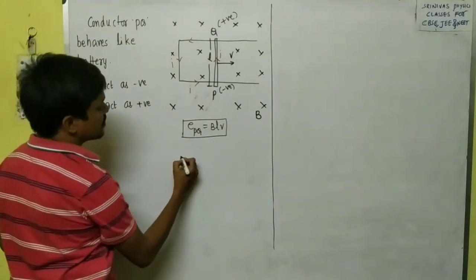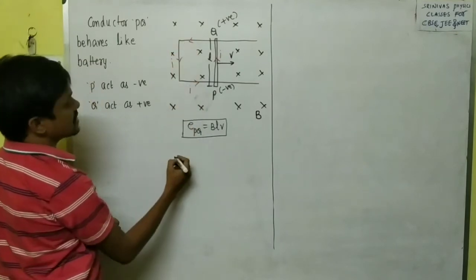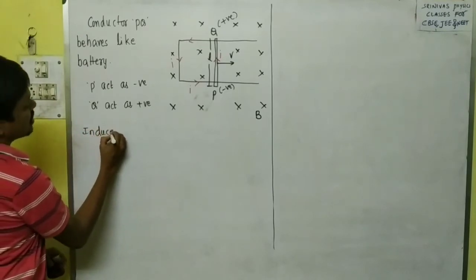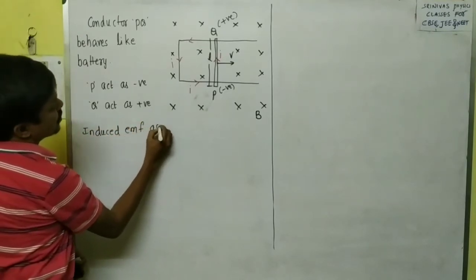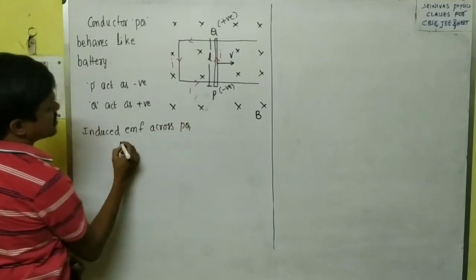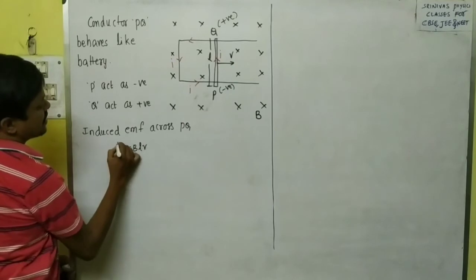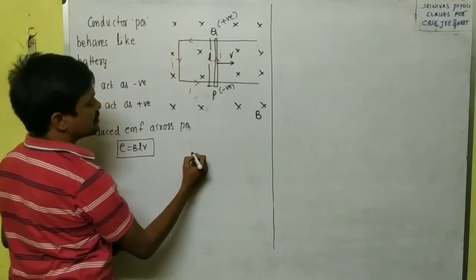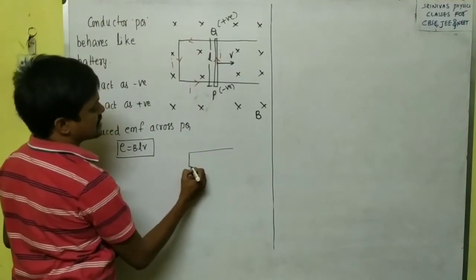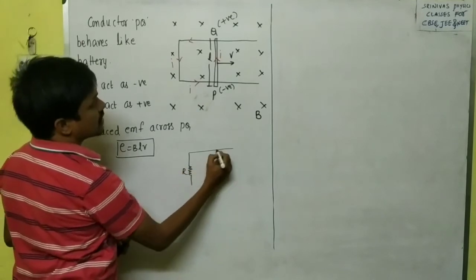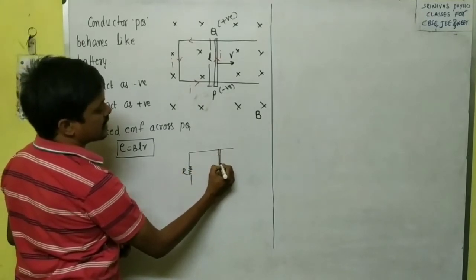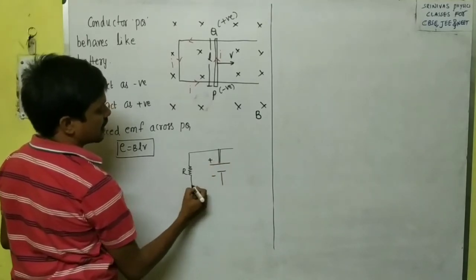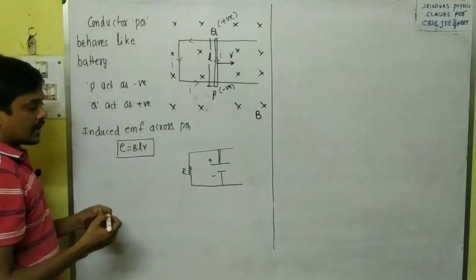Now we draw the equivalent diagram. If the total resistance is R, here we write the induced EMF across the PQ conductor: E is equal to BLV. The current flows upward. This is the effective resistance of the loop, and this is the battery. We take this as the negative terminal, and this as the positive terminal. Then the current will flow like this.